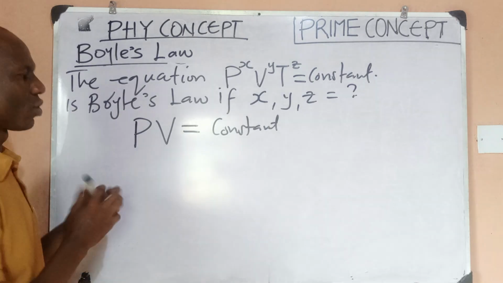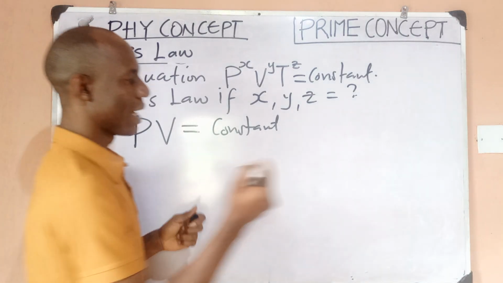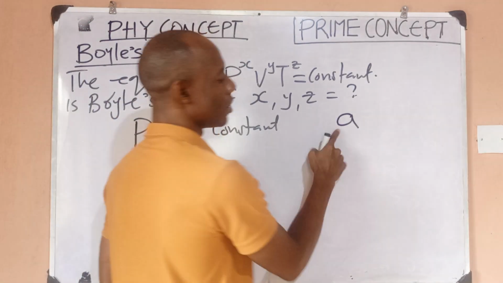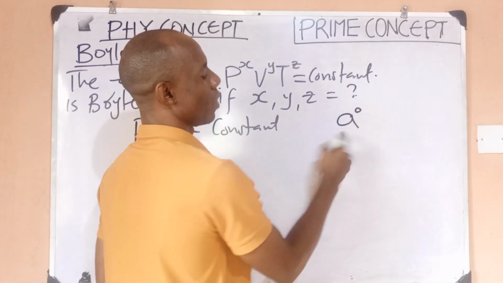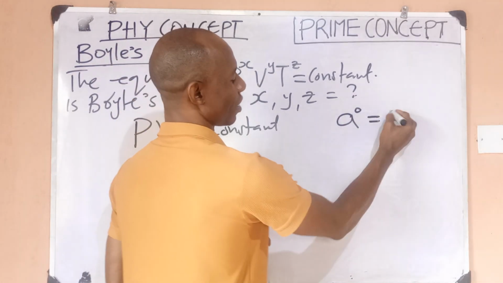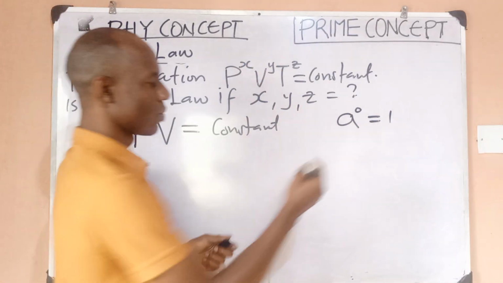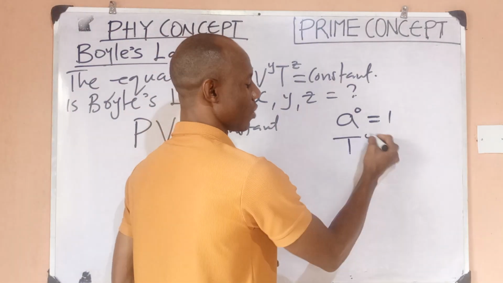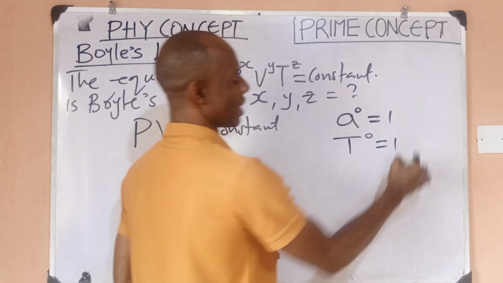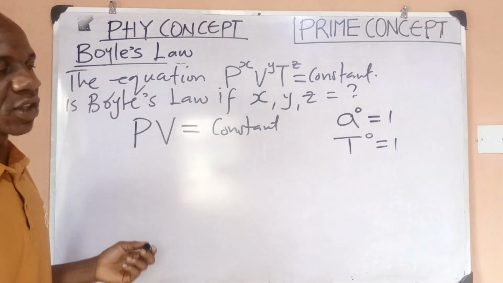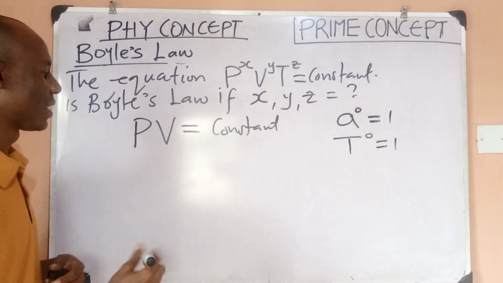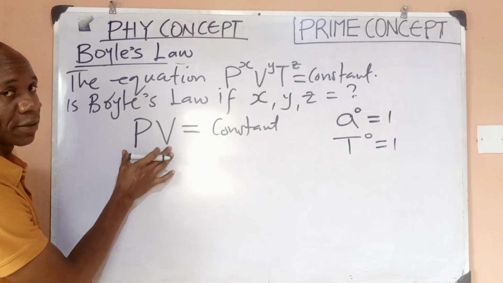Now, one of the things I want to do, if you recall in your maths, anytime you have any number A raised to the power of 0, this would be the same thing as what? 1. So I'll be using this idea. It simply means if I write temperature T raised to the power of 0, this is the same thing as 1. So that when I multiply 1 by anything, it will give me the same thing. I can introduce temperature here.